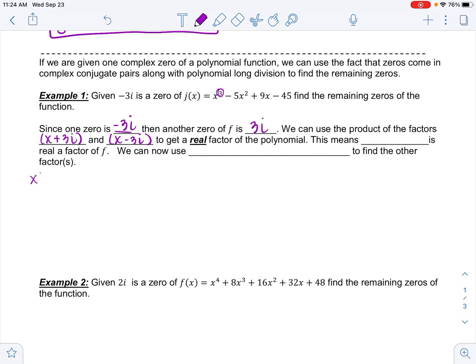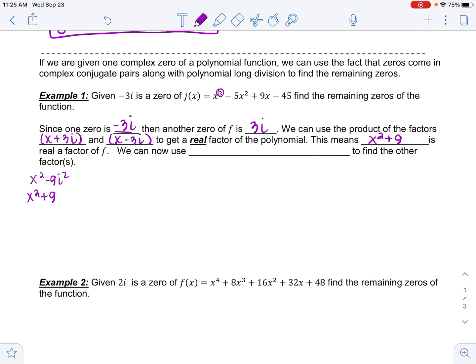So if you need to multiply it out off to the side, you can. X times x is x squared. Outer is negative 3ix. Inner is positive 3ix. Those cancel. Last times last is negative 9i squared, which is the same thing as x squared plus 9. So now I know x squared plus 9 is a factor.